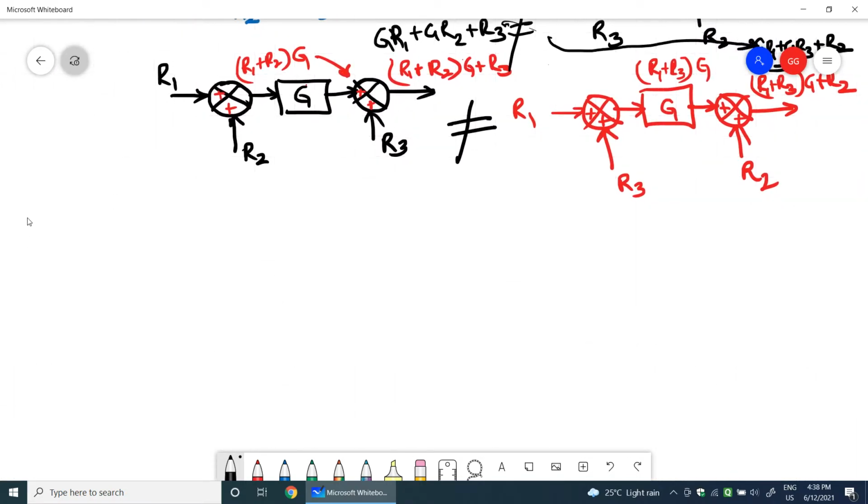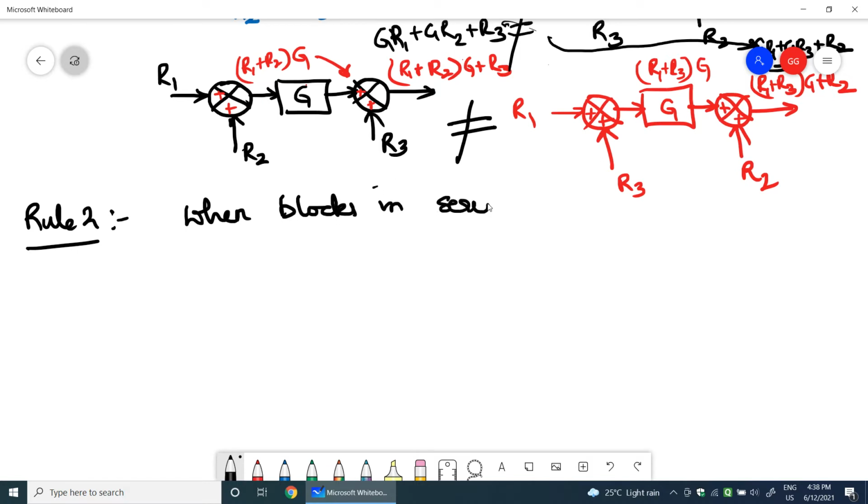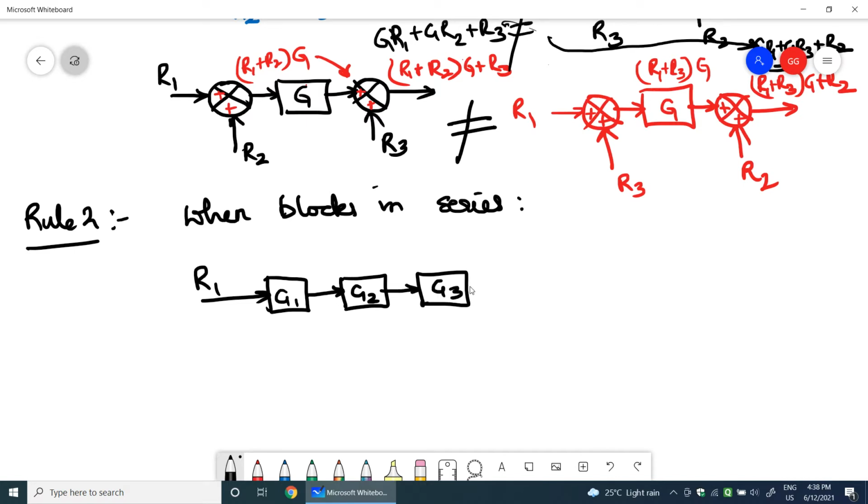The second rule, rule 2: what do we do when blocks are in series? Now you will have an input R1 and you will have G1, G2 and G3. There are 3 blocks which are in series and you take the output Y. Here I can multiply these 3 blocks all together. That is what series is all about. So I can multiply G1, G2 and G3.